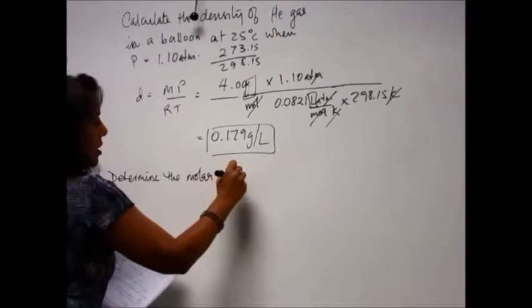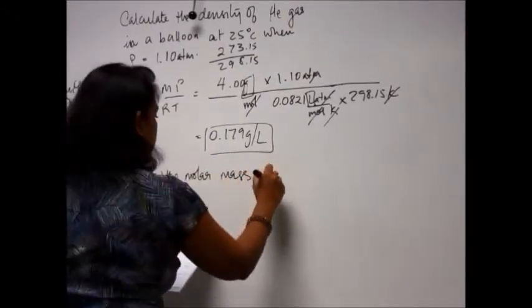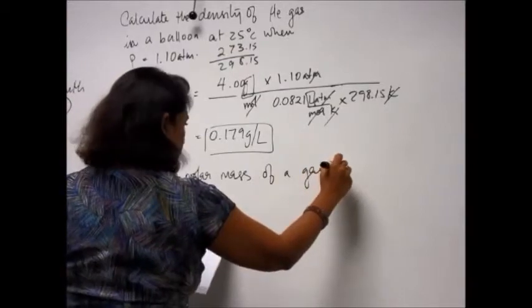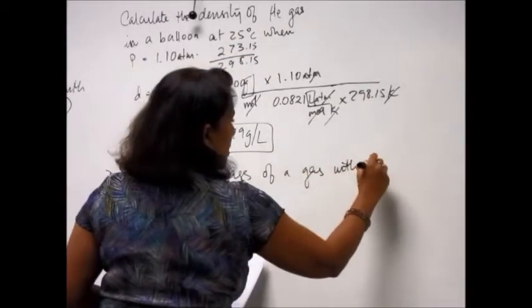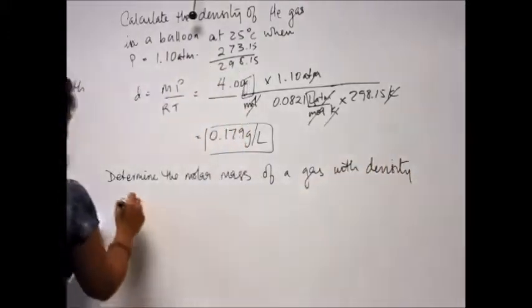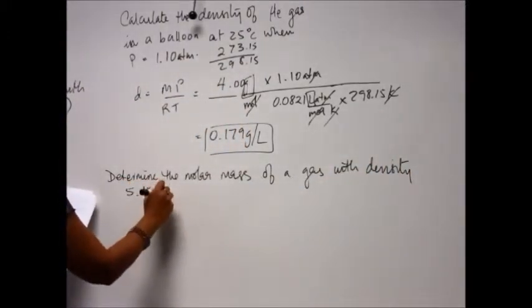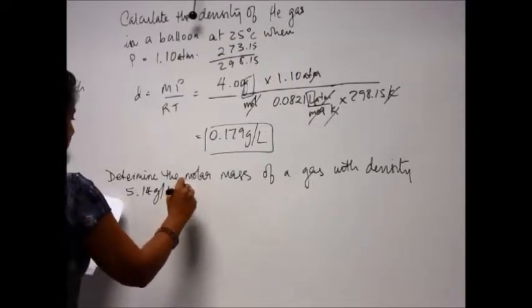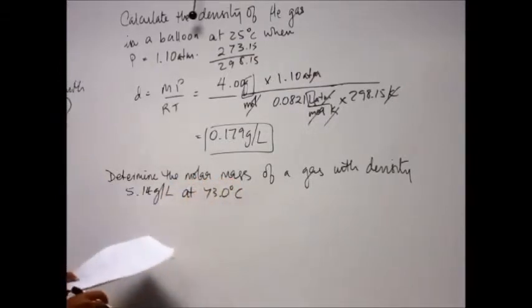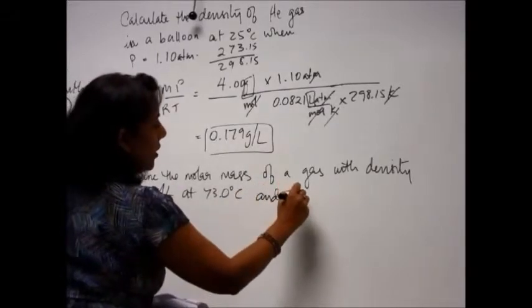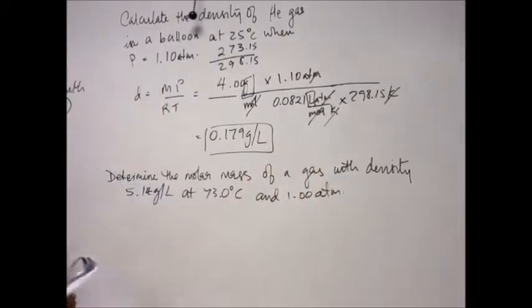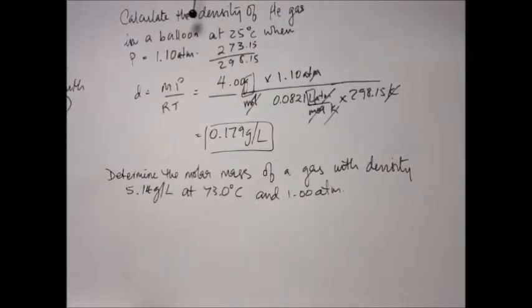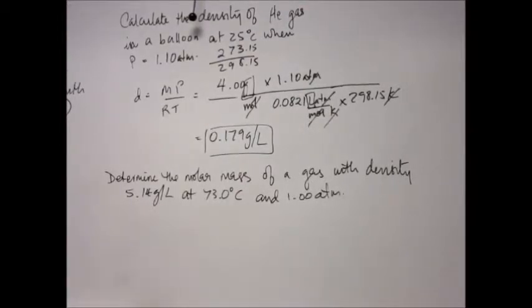Determine the molar mass of a gas with density 5.14 grams per liter at 73.0 degrees Celsius and 1.00 atmosphere. Since we are dealing with molar mass, we can use the first equation.